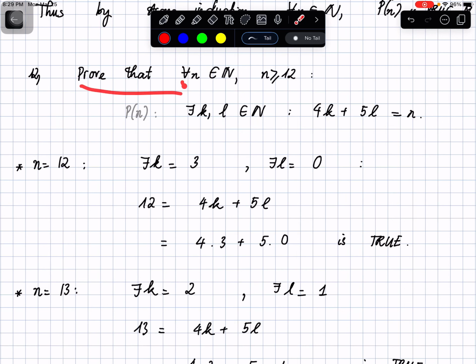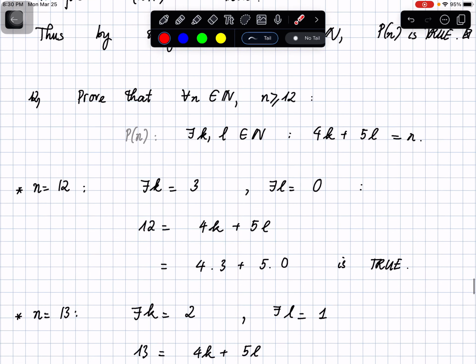Prove that for all natural numbers n at least 12, P(n) is true. So P(n) is the statement that there exist k and l, two natural numbers, such that 4 times k plus 5 times l is equal to n. So we need to show that for any natural number n at least 12, this is true. There exist k and l such that n can be written in this form.